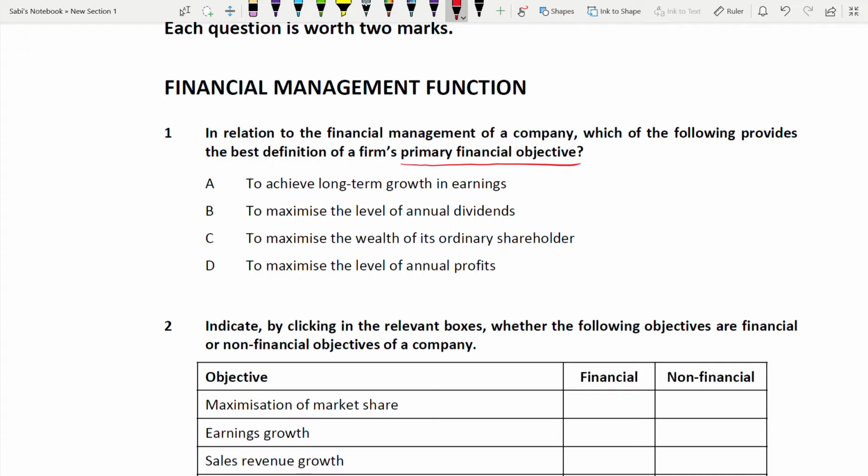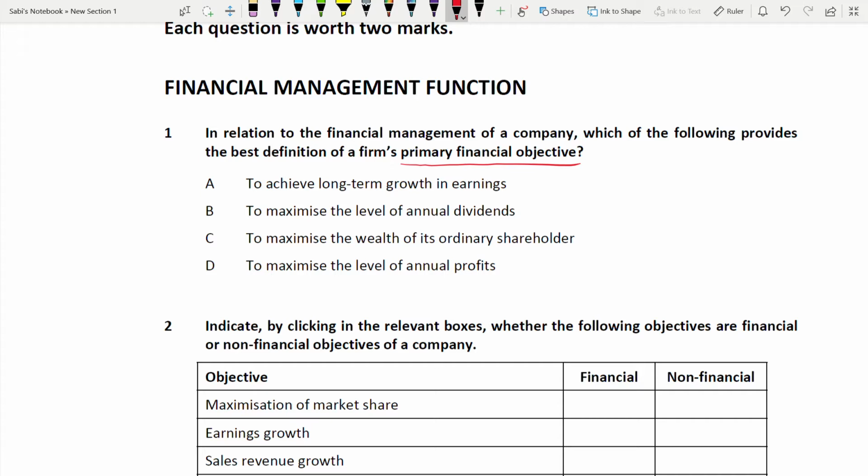A, growth in earnings. No. B, level of annual dividends. Maximize. No. C, maximize the wealth of ordinary shareholders. Yes. D, maximize level of annual profit. The others are also financial objectives. Now you have to be very careful here. When you see growth in earnings, annual dividends, annual profit, A, B, and D, in fact all of these 4 are financial objectives. So you must not get confused, because they used the word primary.